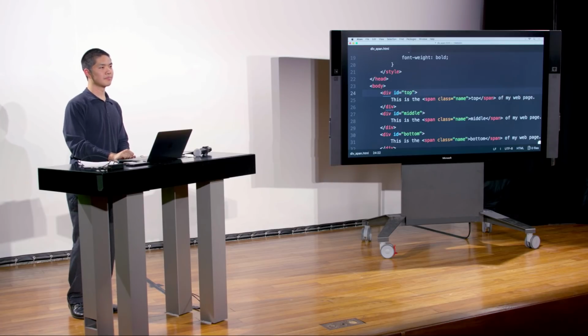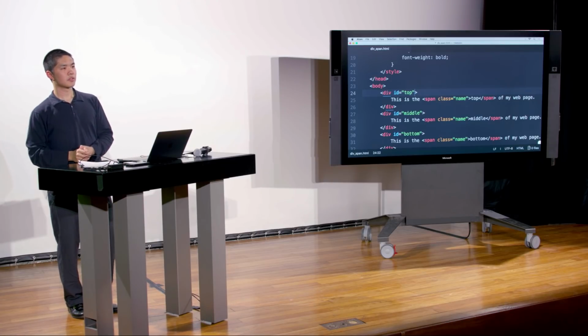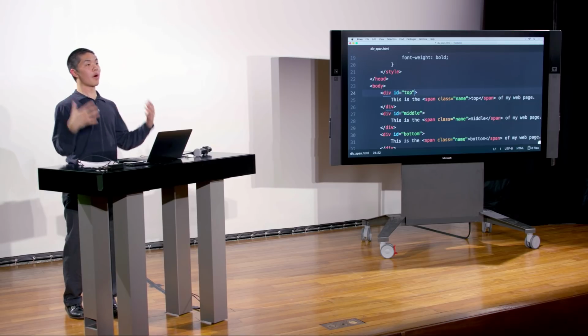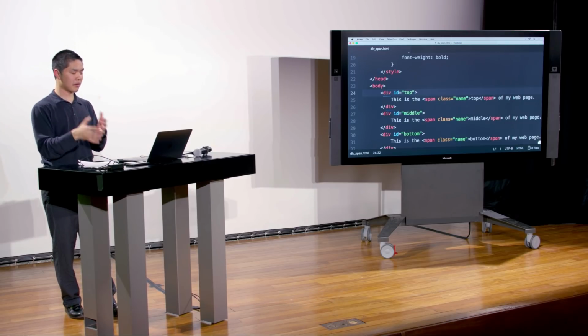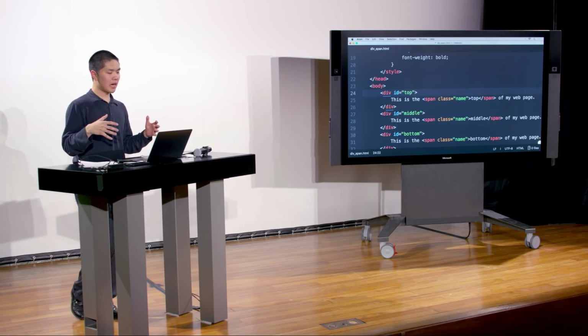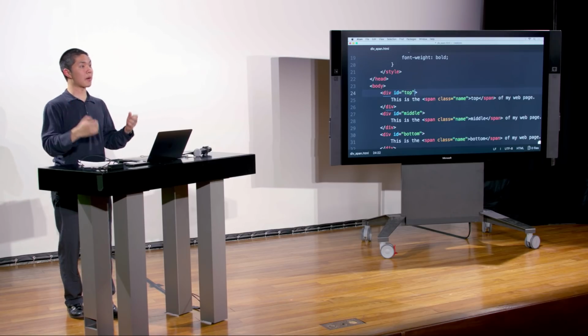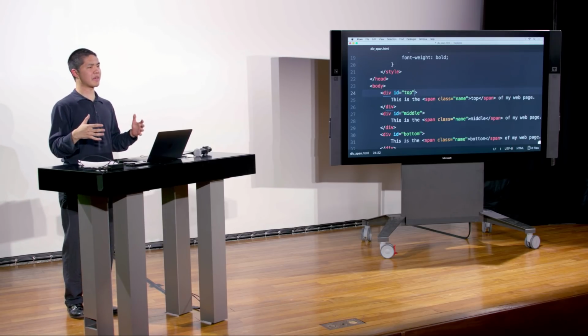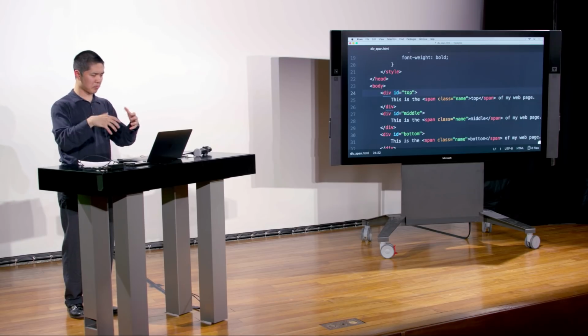Yes, question? What happens if there are conflicting styles in the same element? You have ID, say 12 point, class 15. Great question. The question is, what happens if there are conflicts? Ultimately, we have to resolve those conflicts somehow by picking one or the other. And generally speaking, CSS will default to picking the more specific thing.